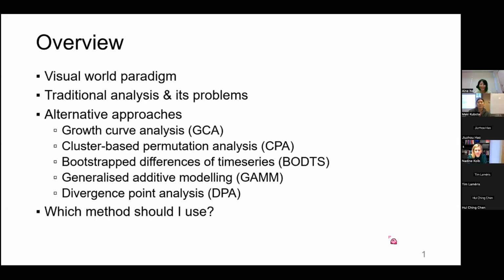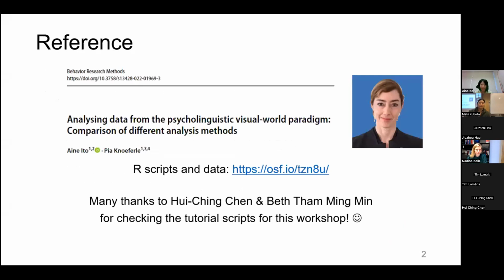Okay. Perfect. So you already know this publication. This is the work I did with Pia when I was at Cambridge University.